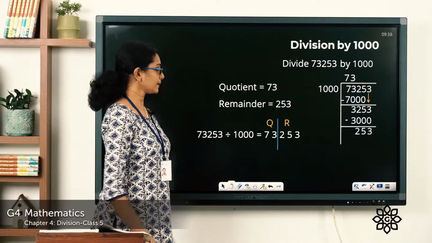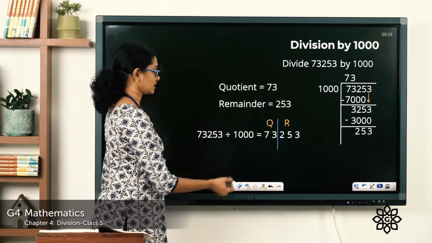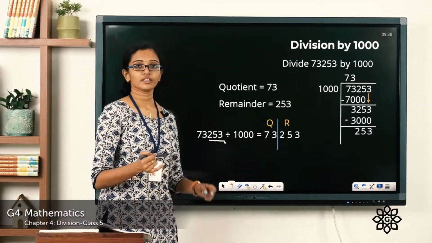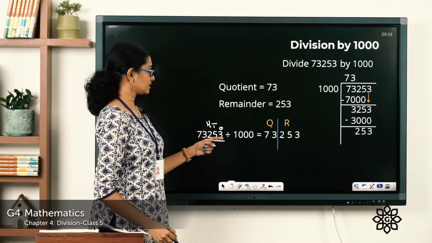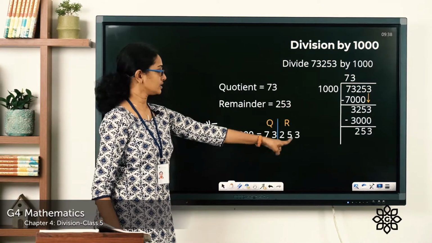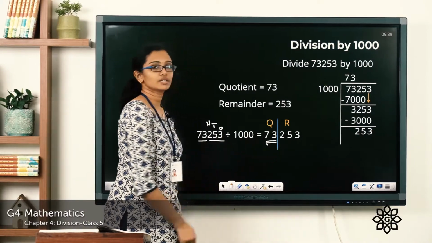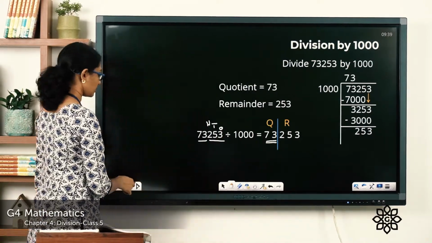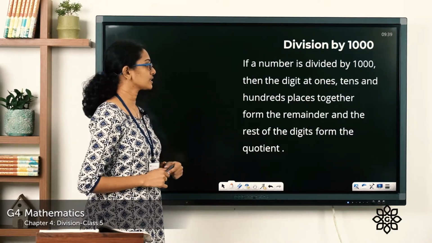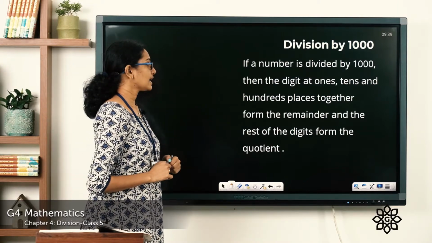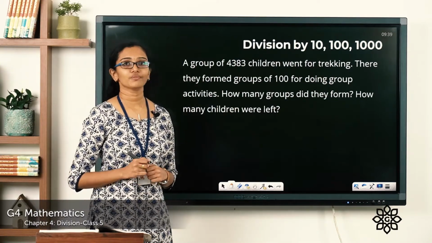Looking back at the question once again, 73,253 divided by 1000 gives us the last 3 digits, or the digits at the ones, tens and hundreds places. Together these digits will form the remainder, and the remaining digits will form the quotient. Clear? So when you divide a number by 1000, the digit at the ones, tens and hundreds places together form the remainder, and the rest of the digits form the quotient. Clear? Now we'll see one word problem.